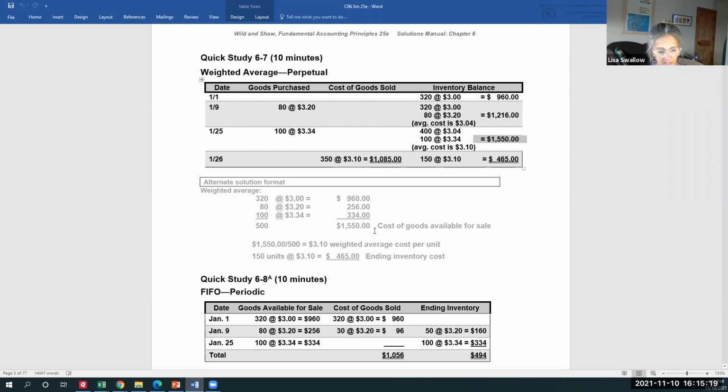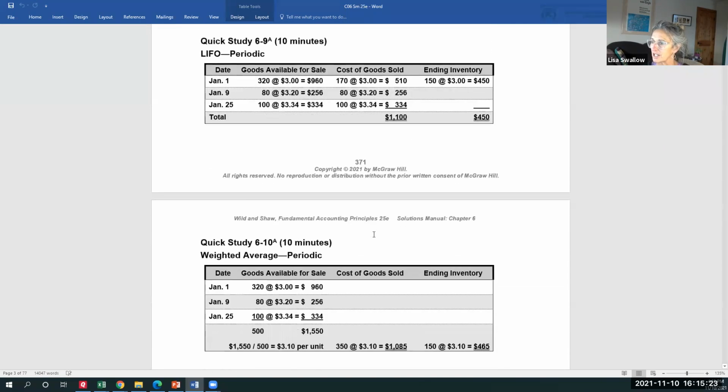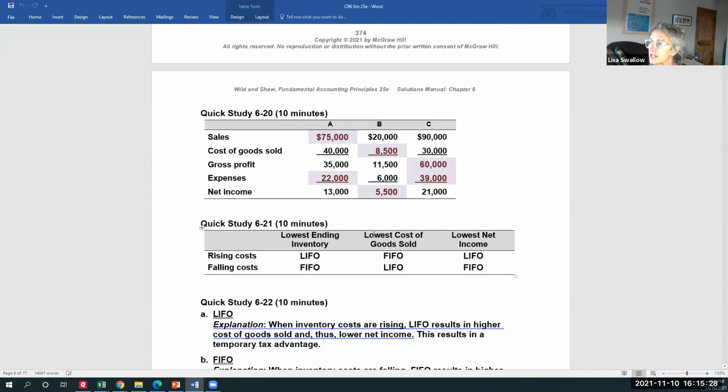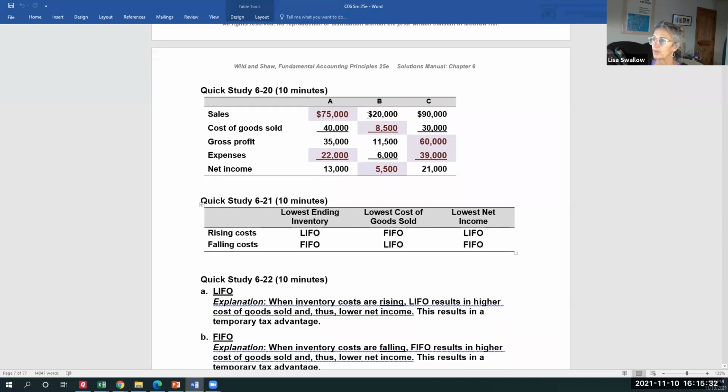Okay, the next one that I asked you to do was 6-20. And this is just a math problem, right? So they asked for different numbers. So you had, everywhere it's purple, you had to solve for the number.